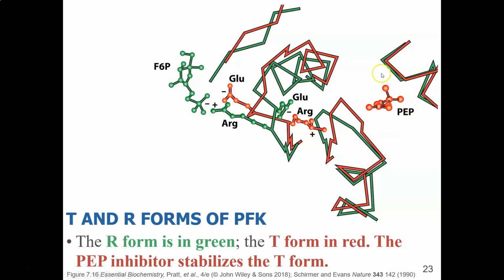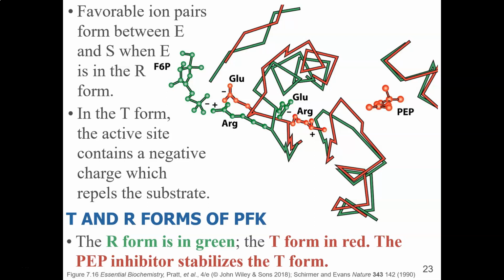Well, what happens over here, also shown in red, when the phosphoenolpyruvate inhibitor binds, there's a conformational change that occurs. And what happens then is this arginine is now moved over here more into the interior of the protein, and now this glutamate swings over here into the active site. So now, instead of having this favorable ion pair between the enzyme and the substrate in the R form, in the T form, the conformation of the enzyme now has a negative charge in its active site, which repels the substrate. So this explains how phosphoenolpyruvate is able to serve as an inhibitor.